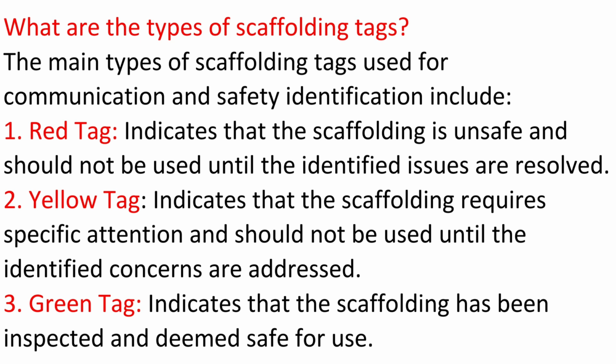What are the types of scaffolding tags? The main types of scaffolding tags used for communication and safety identification include: 1. Red tag indicates that the scaffolding is unsafe and should not be used until the identified issues are resolved. 2. Yellow tag indicates that the scaffolding requires specific attention and should not be used until the identified concerns are addressed. 3. Green tag indicates that the scaffolding has been inspected and deemed safe for use.